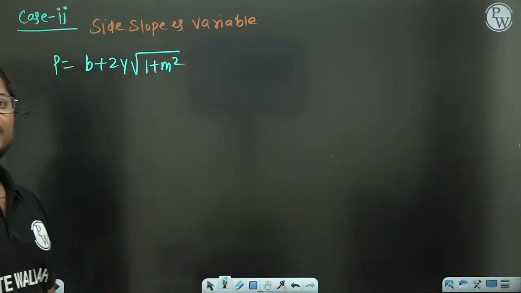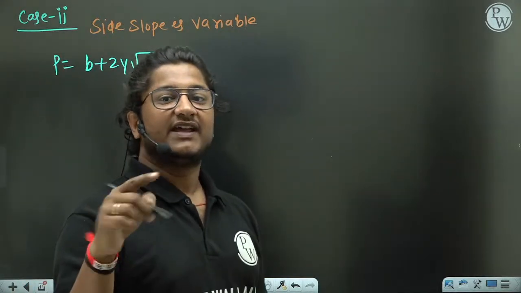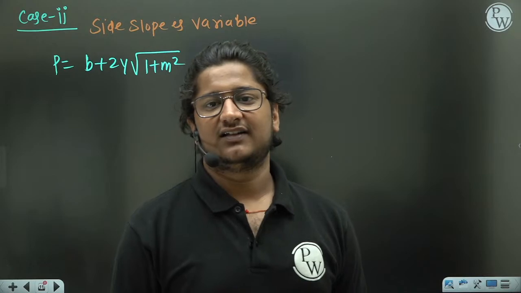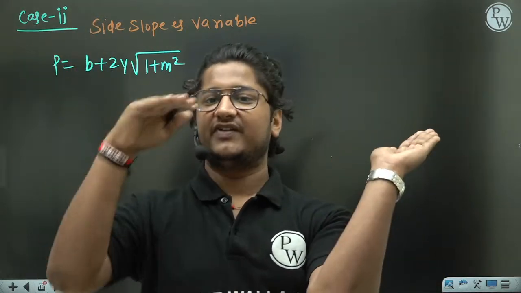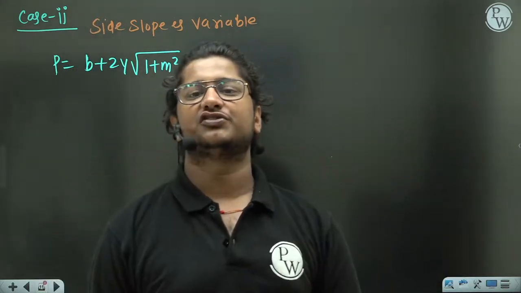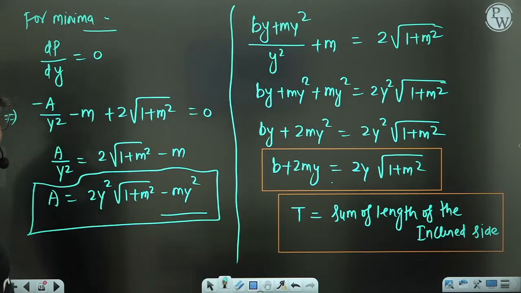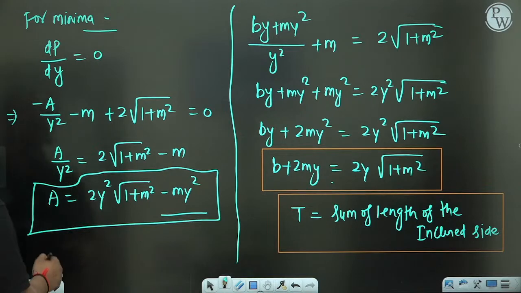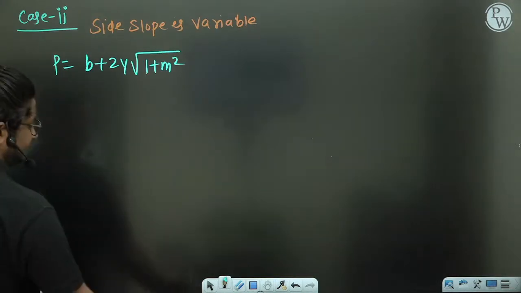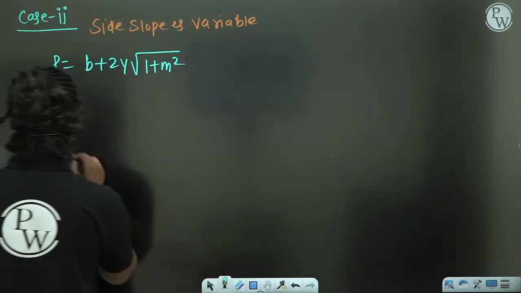But as you know, if the side slope varies, the depth will also vary, na? If you change the side slope, even the depth of water will vary, na? So the condition which we got in the first part of this is the area. Now this area I am using here.